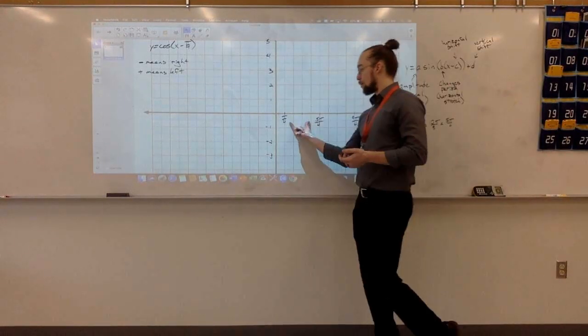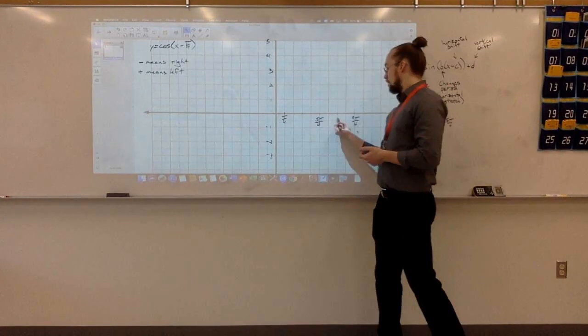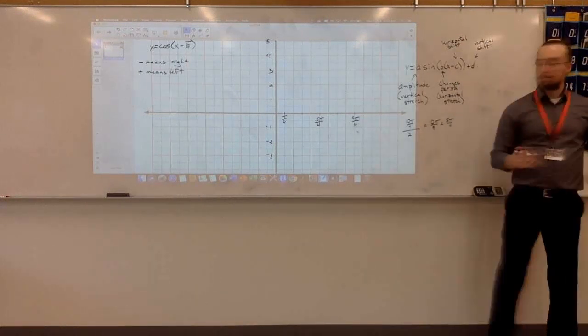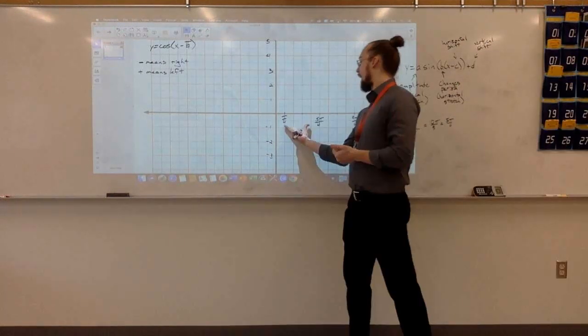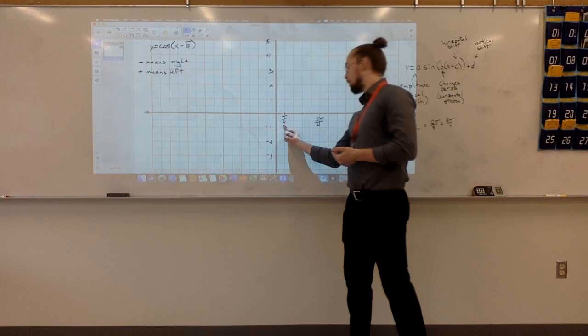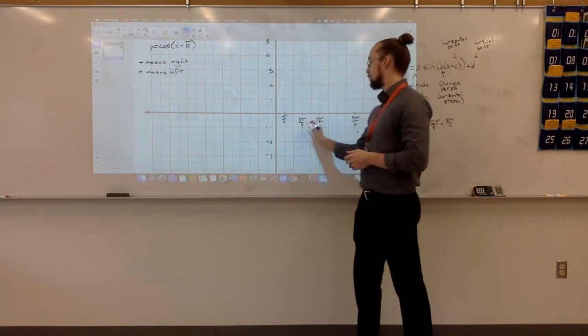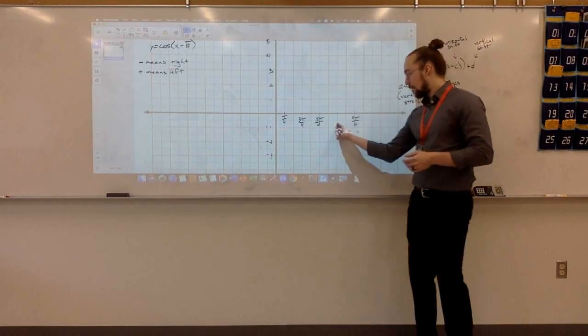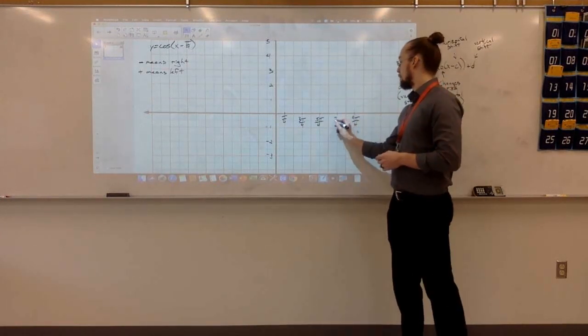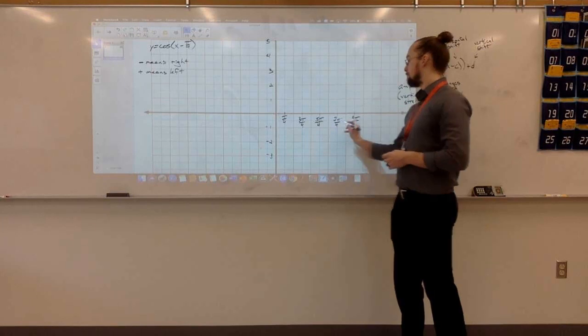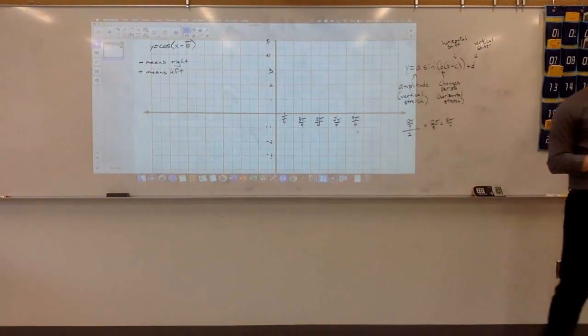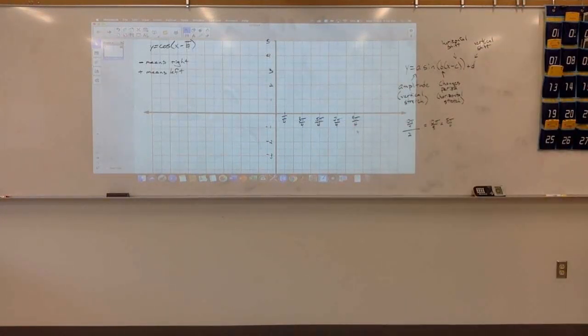Then again, we're doing the same thing to find these two key x values. So halfway in between pi over 4 and 5 pi over 4, take that average, 3 pi over 4, halfway in between here, get 7 pi over 4. So these are my key x values.